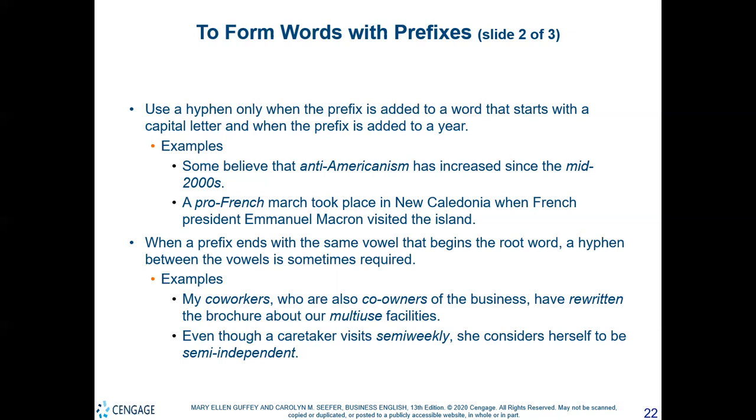When a prefix ending with the same vowel begins the root word, a hyphen between the vowels is sometimes required. Examples: My coworkers, who are also co-owners of a business, have rewritten the brochure about multiple facilities. We can see right here we have co-owners and that hyphen there. It is a prefix meaning together, so they're owners together. Even though a caretaker visits semi-weekly, she considers herself to be semi-dependent. Semi means somewhat, so semi-weekly would be somewhat weekly.